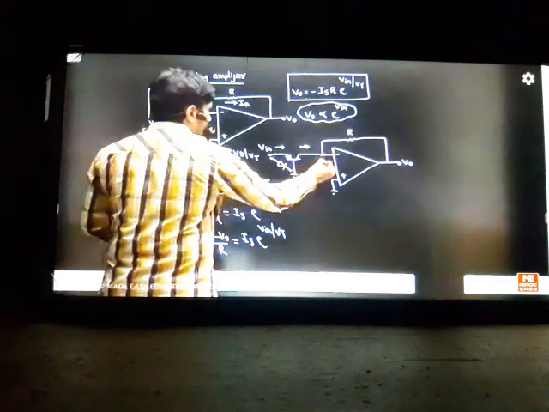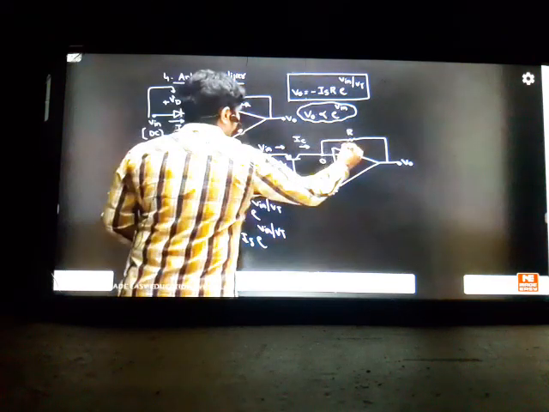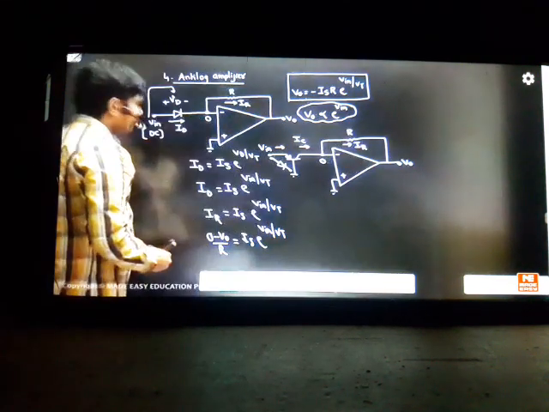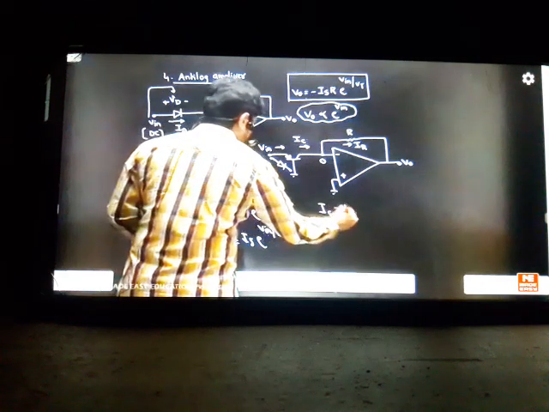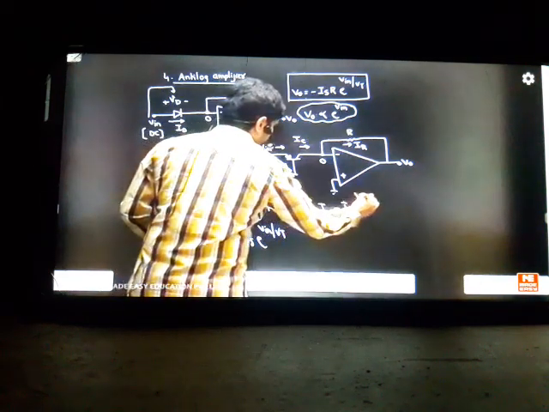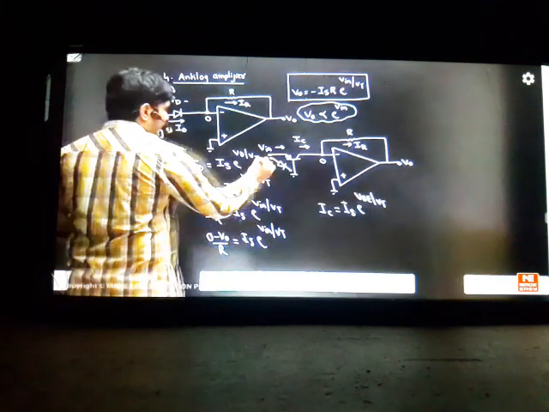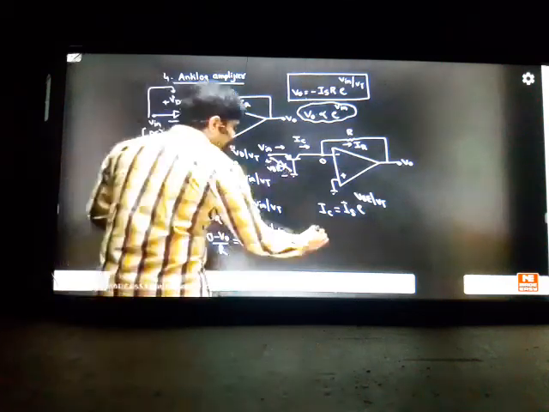So the node will be 0. This you take as some IC current. This current will become your IR current. Same process again. Your IC current we can write as IS into e power VBE divided by VT. Your VBE is this voltage. VBE became VIN.